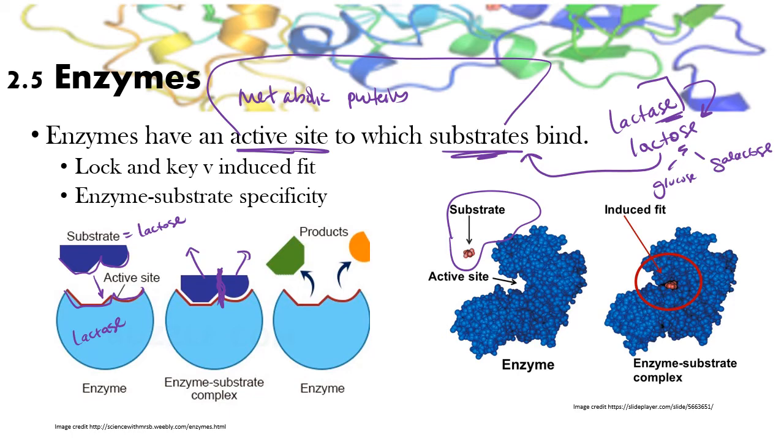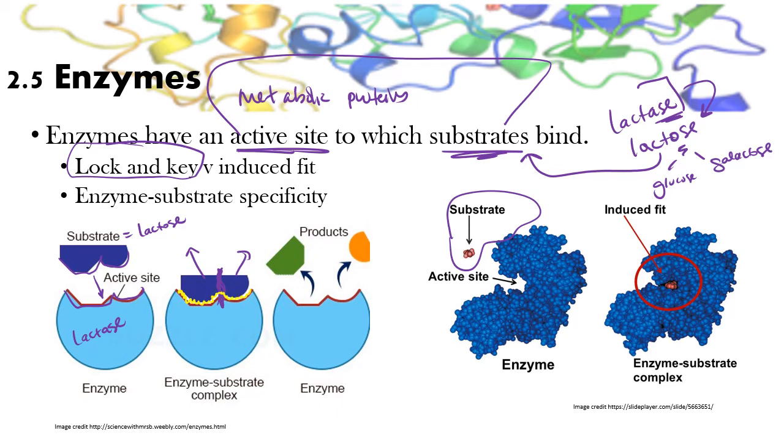So you have two different theories of how this fit between the substrate and the active site works. We used to talk a lot about lock and key, where they literally had complementary shapes that were exact shapes that exactly fit all the time. And you can see on this example how perfectly complementary those shapes are.